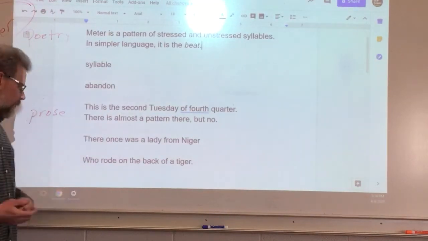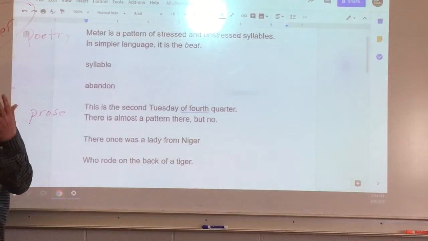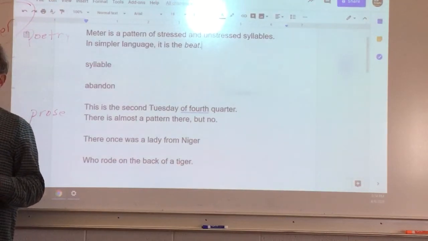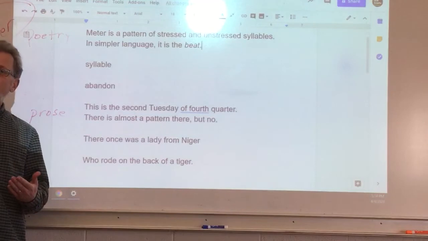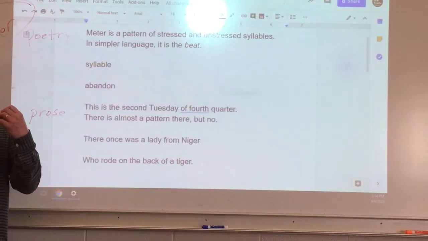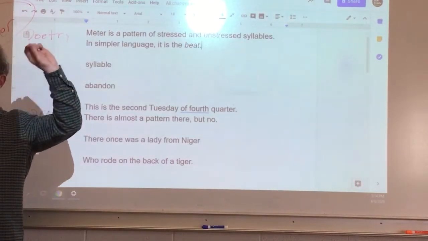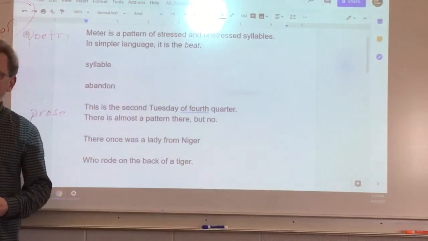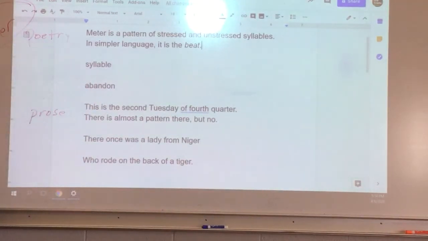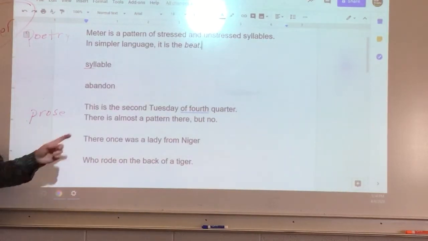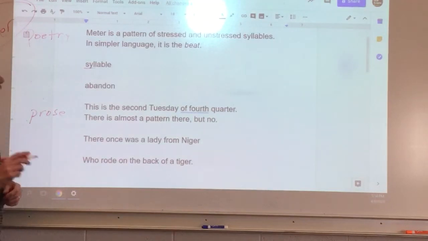Stressed and unstressed. What do I mean? Well, when we say words, some syllables get more emphasis or more weight than others. We say them a little bit louder or at a little higher pitch, or we hold them for a little bit longer, so they are stressed. For example, in the word syllable, the first syllable is stressed. Syllable. In the word abandon, the second syllable is stressed. Abandon.